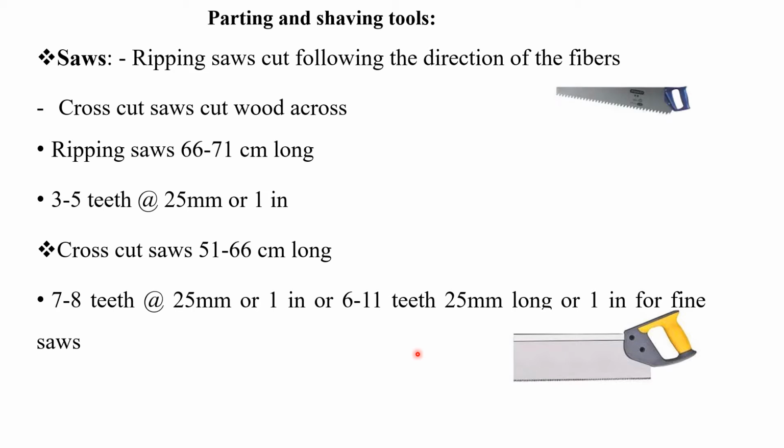Let's see. Here in reaping saws, in 1 inch you can find 3 to 5 teeth. So it means they are bigger but few. In cross-cutting saws, you will find 7 to 8 teeth in 1 inch. So it means they are small and many.